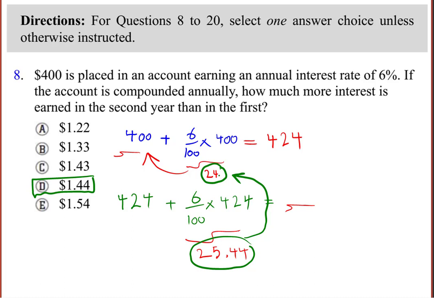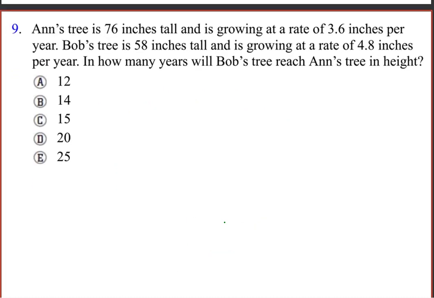It's $24. Now it's $25.44 in your account in the second year. So this question is so easy if you know that. This kind of question is repeated in most of the GRE questions. You just need to know the notion. Let's move to the next question.